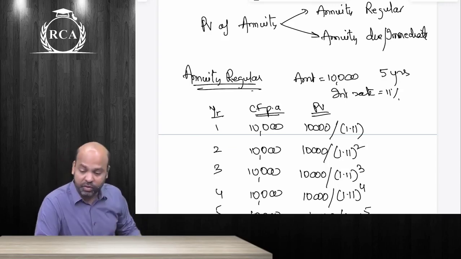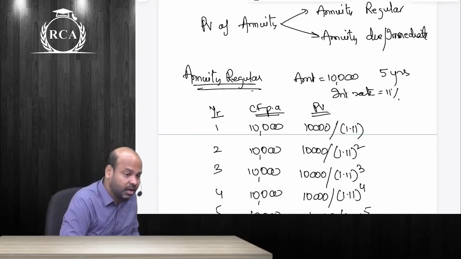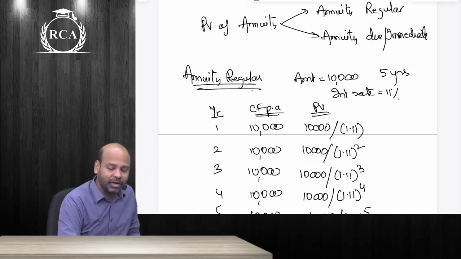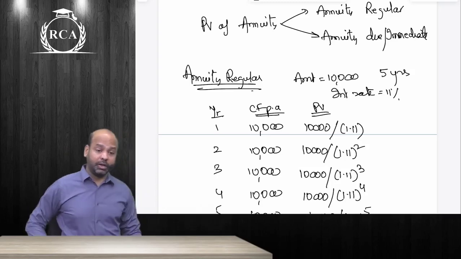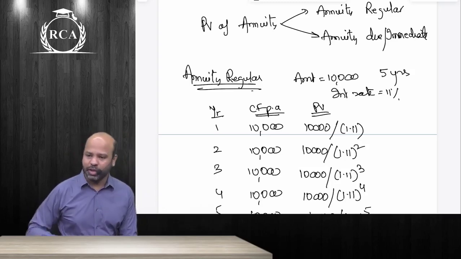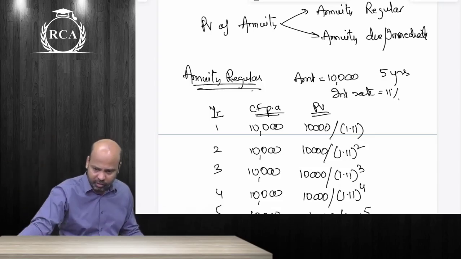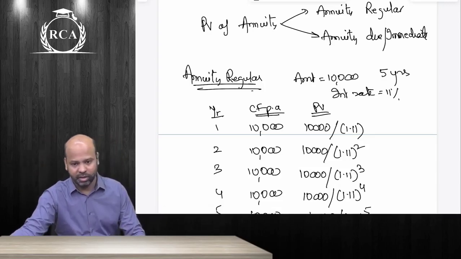Series of cash flows where the cash flow remains constant and the time gap between two receipts or payments remains constant. You divide annuity into annuity regular and annuity due or immediate. Those who are doing CFA, they give a different formula for annuity due and immediate, and a different formula for annuity regular, but all of these are very, very important.